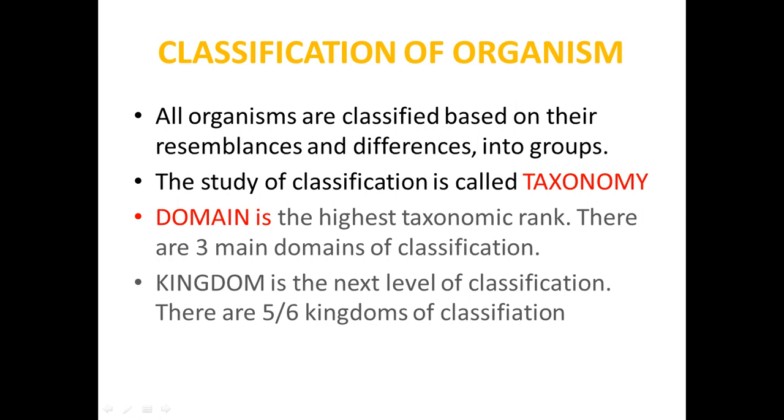The next rank after the domain is called the kingdom. So the kingdom is the subgroup under the domain, or the next hierarchy under the domain. The kingdom is the next level of classification, and we have about 5 or 6 kingdoms. We are going to look in the next slide at why we are saying it is 5 or 6.